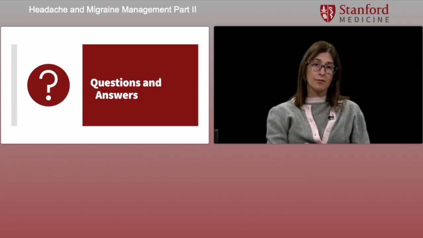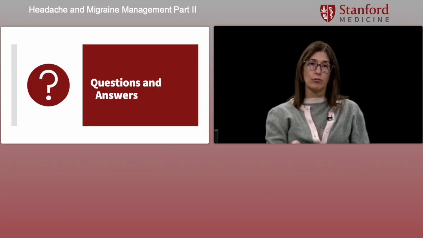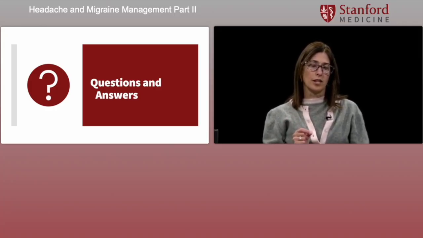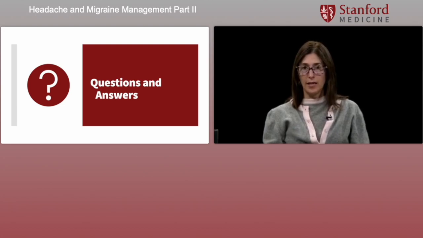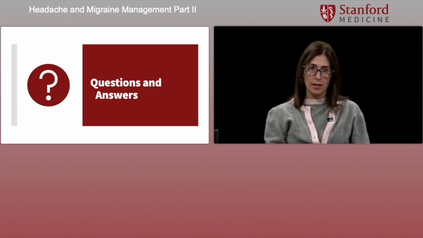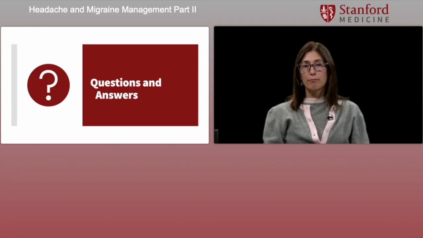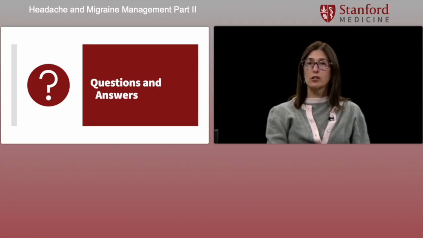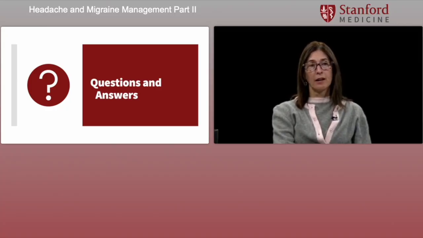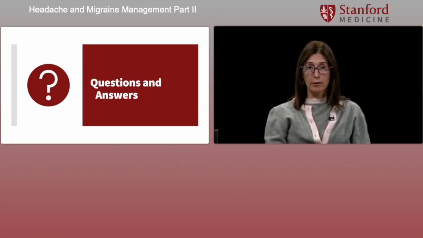There's a lot of the rescue medications that are trying to work on stopping aura. And so I think the earlier you take your rescue medication, the better off you're going to be. Even before the pain starts, the minute the aura starts, take the rescue medication. There are also some better preventive options for patients who have migraine with aura. Magnesium and Topamax and Depakote seem to be some of the better preventive options for patients who have migraine with aura, at least to start with.